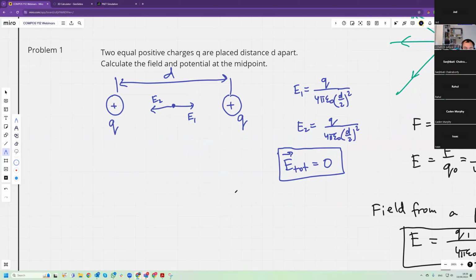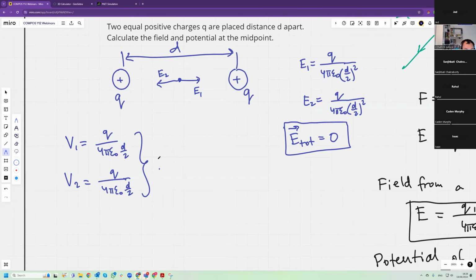But let's talk about the potential. The potential V1 is equal to Q divided by 4 pi epsilon naught d over 2. And V2 is equal to Q over 4 pi epsilon naught d over 2. Now here, the direction does not matter. It's still positive. It's a scalar. And that means that the total potential is going to be 2Q divided by 4 pi epsilon naught d over 2. And it's definitively not 0. It is positive. It's a positive potential.